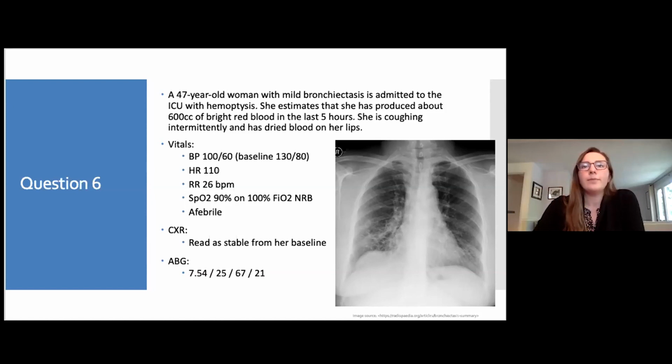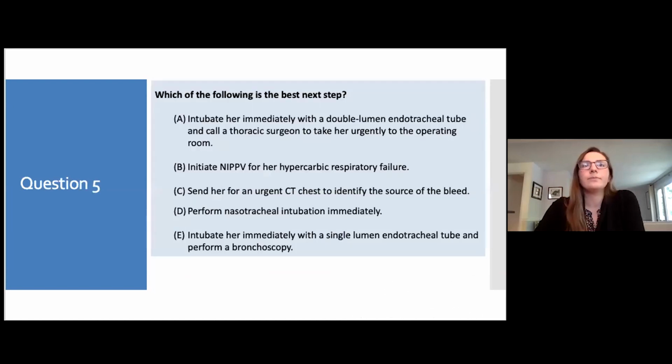She's afebrile. Her chest x-ray, which is here on the right, is read as stable compared to her baseline. And her ABG shows 7.54, 25, 67, 21. The question is, which of the following is the best next step?